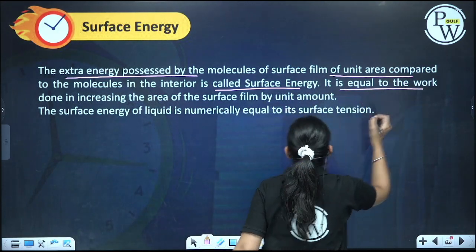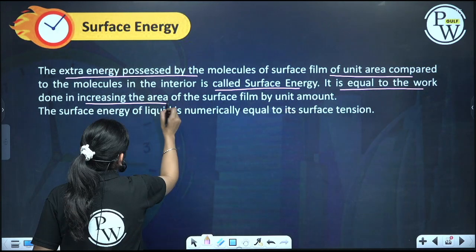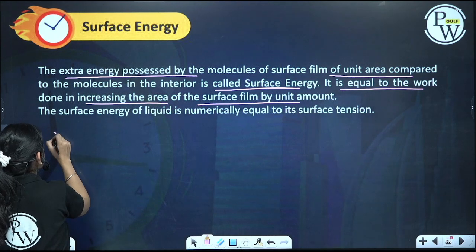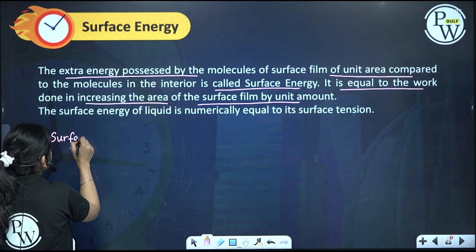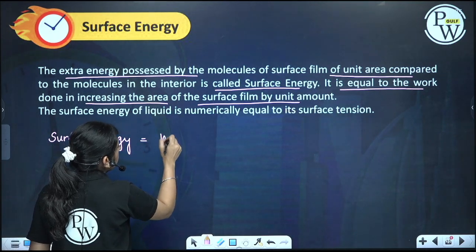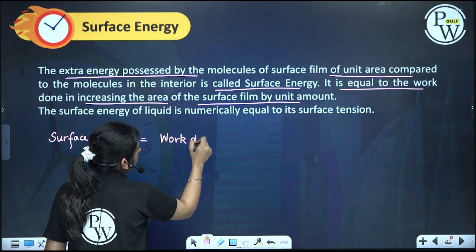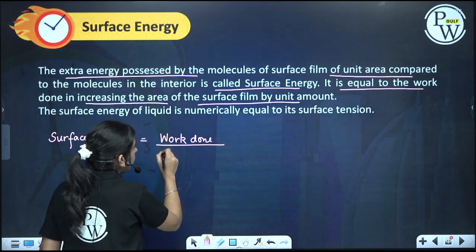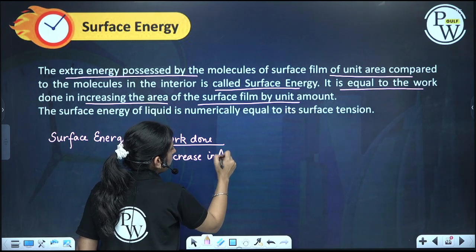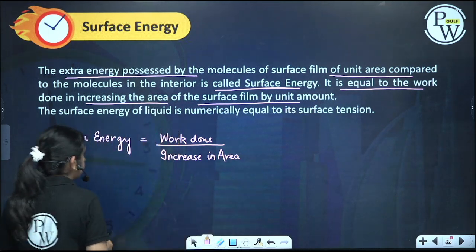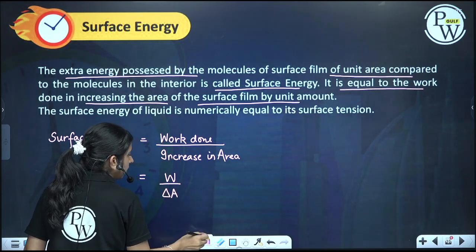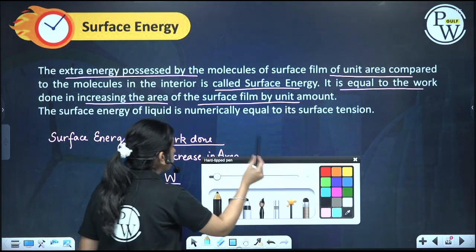The work done in increasing the area of the surface by unit amount is called surface energy. So surface energy is equal to work done divided by the increase in area, that is W by delta A. This is surface energy.